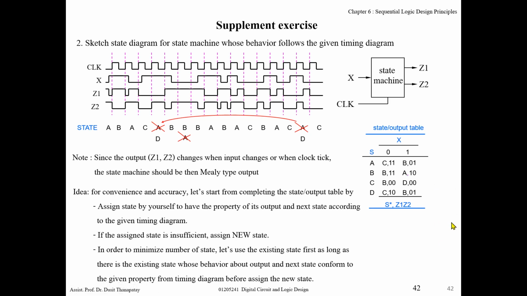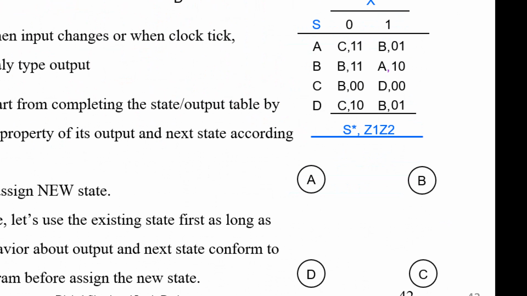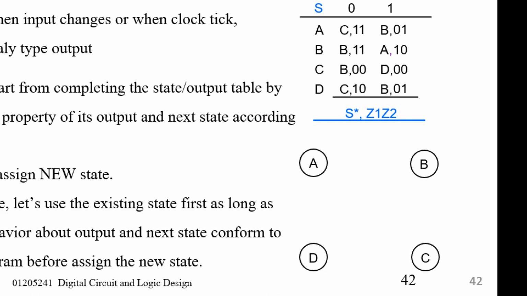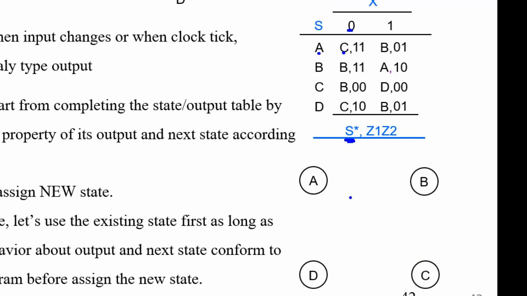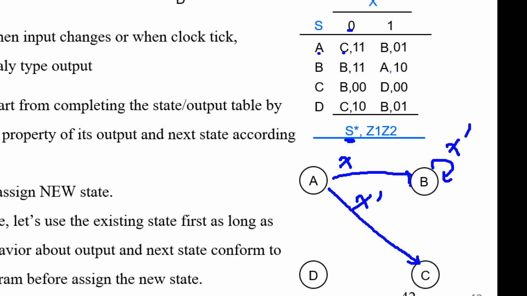From this state output table, you can write down the state diagram like this. For example, if you focus only on state change A to C when input x is 0, A to C, right? When x is 0, x prime. And then A to B when x is 1, x. B to B when x is 0, x prime. B to A when x is 1.